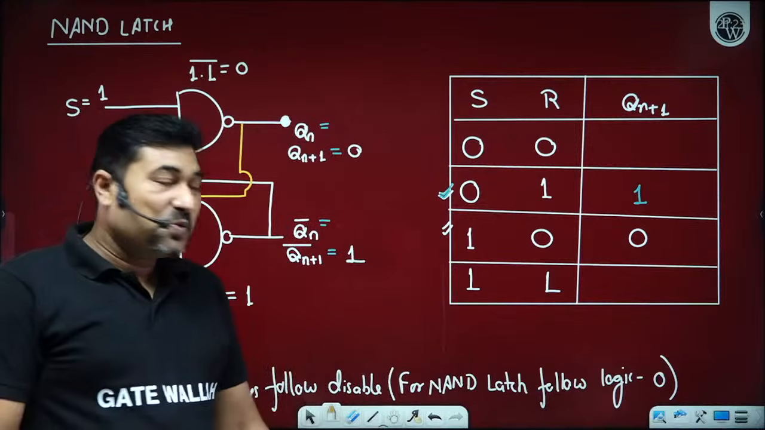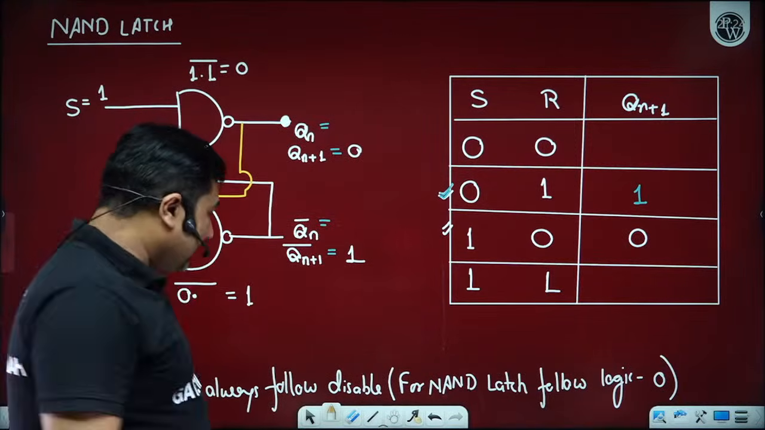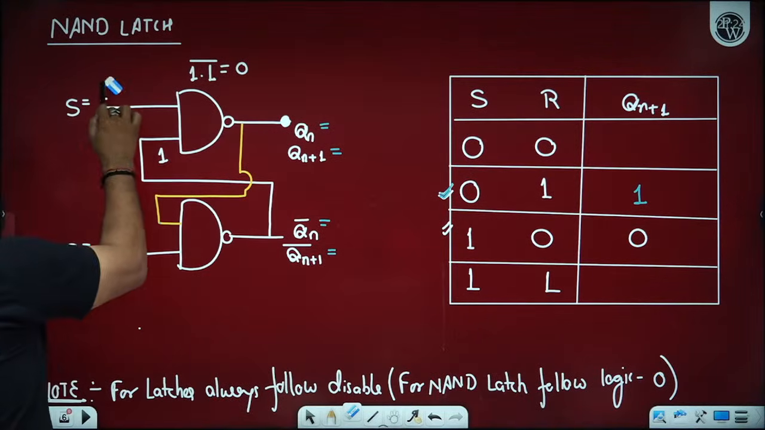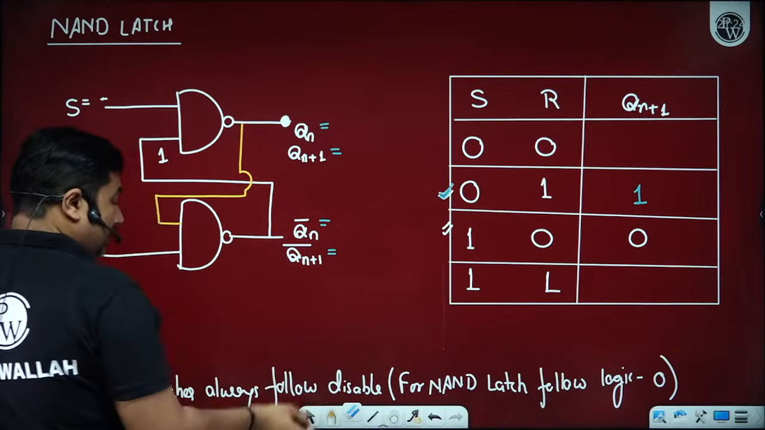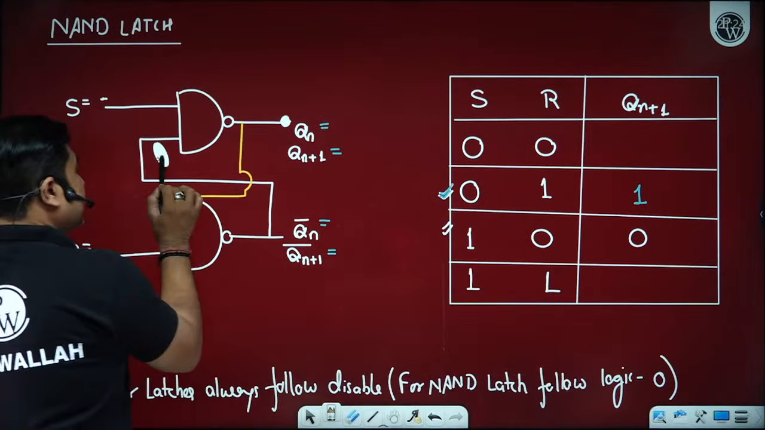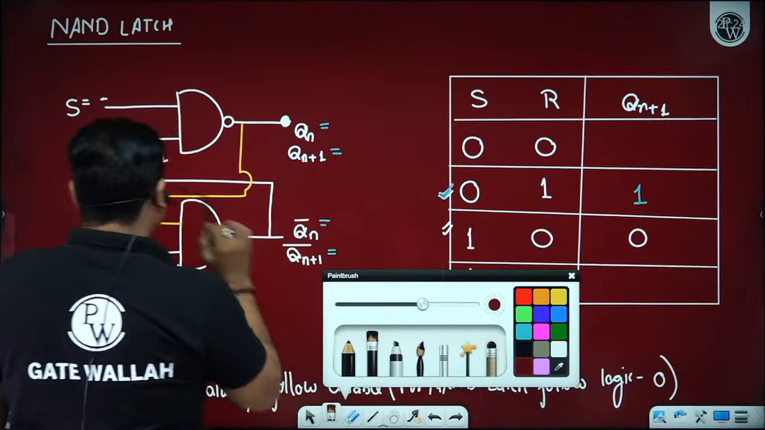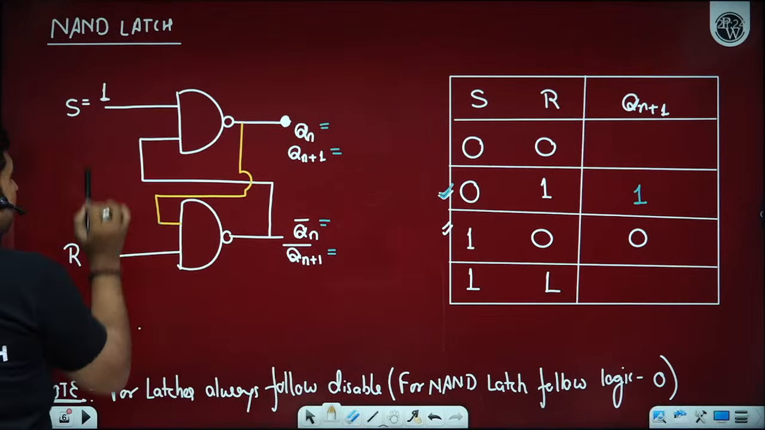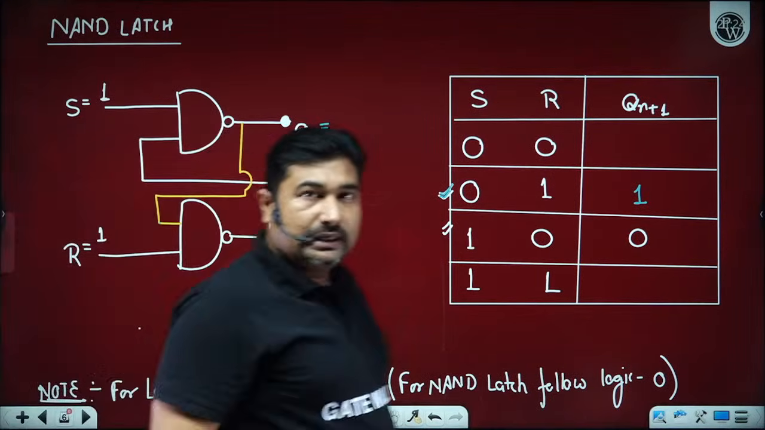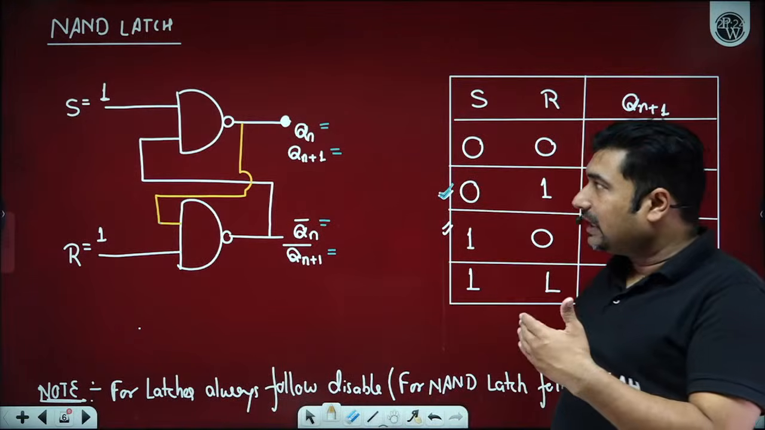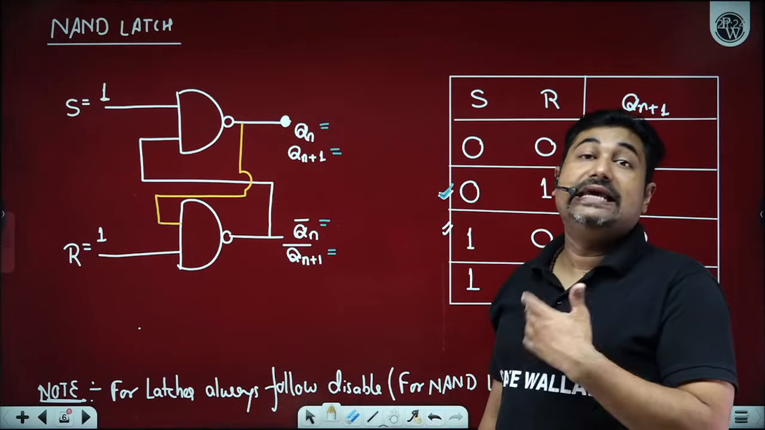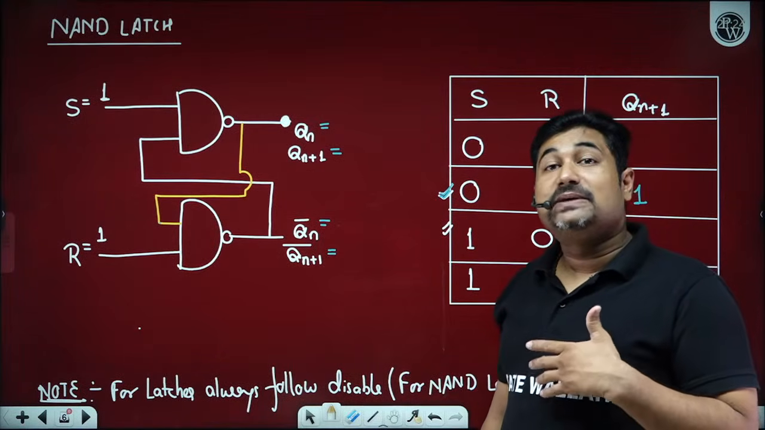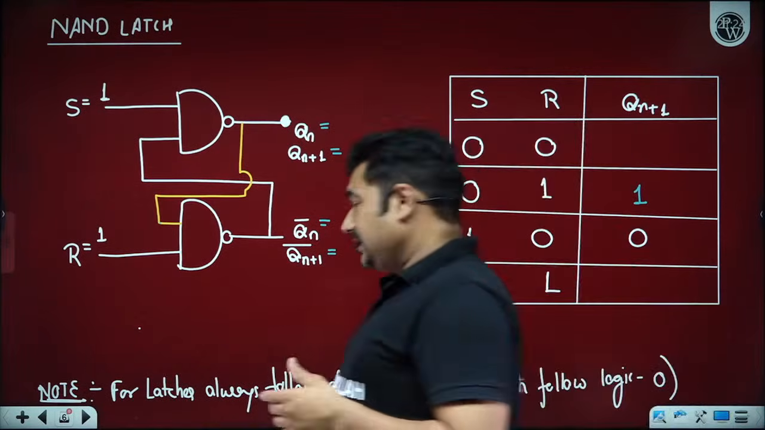What happens for 1, 1, sir? Let's have a discussion for 1, 1. Please observe, very important. If you are able to understand latches, then everything will become very easy for you. What happens if we apply 1, 1, S is 1 as well as R is 1? It means both the gates of the latch are enabled. When both the gates of a latch are enabled, the output depends upon the previous state. Is it okay? Please observe.